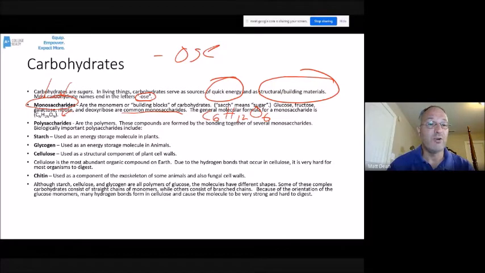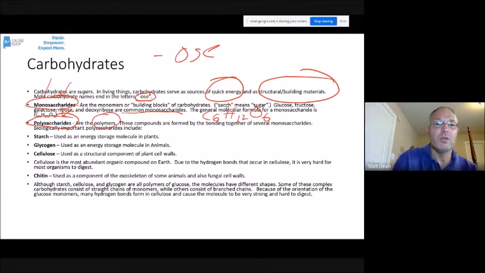Turns out it's also the formula for fructose and galactose. They have the same formula, but different shapes. And we'll talk more about that later on in the course. Polysaccharides are the big sugars, the big carbohydrates. They're polymers. They're made of lots of monosaccharides connected together. The polysaccharides that we'll talk about in the course are starch, which is used as an energy storage molecule in plants.